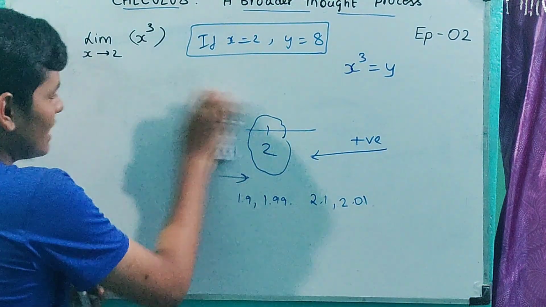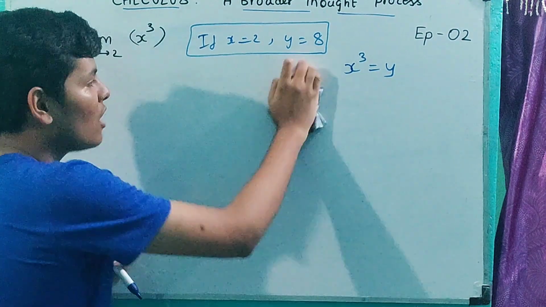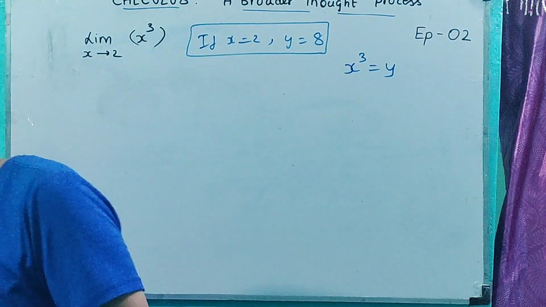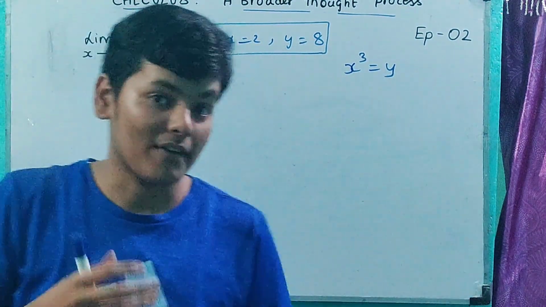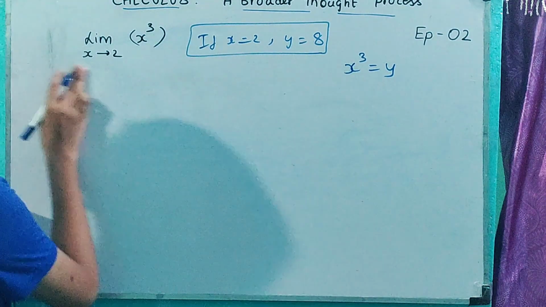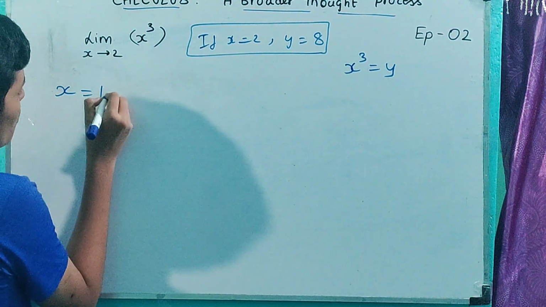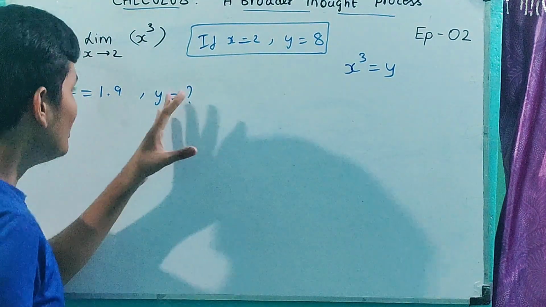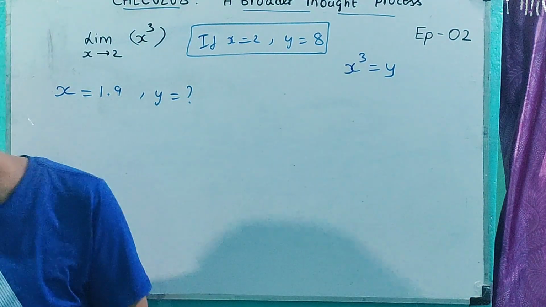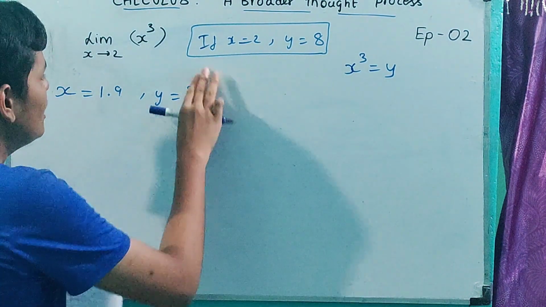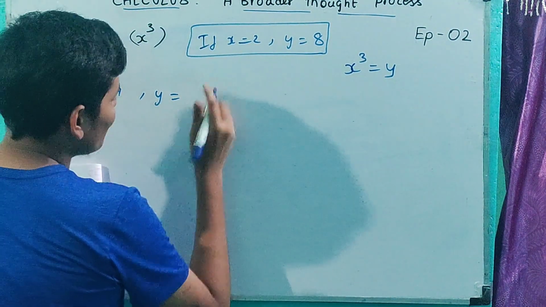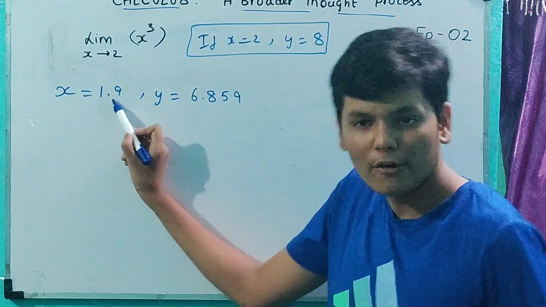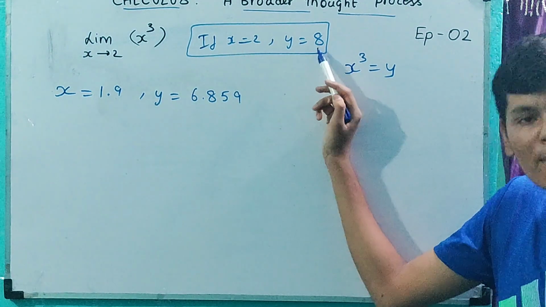Now how are we going to understand this? We are going to substitute different values closer to 2 and we are going to find out what the values of y are. Now for this we have to do some mathematical calculations. Let us suppose the value of x is 1.9. What will be the value of y? The value of y will be 1.9 whole cube, and for this we have already done the calculations. Then the value of y will be nothing but 6.859. We are approaching the value of 2 and our answer y should also approach the value of 8.